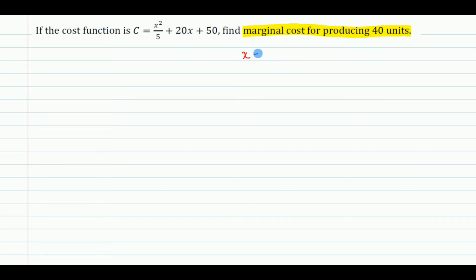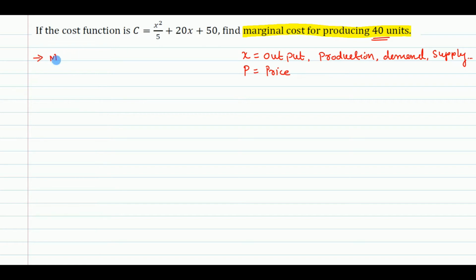X is always output, production, demand, supply, etc., and P is always price. So here the question is asking to find marginal cost for producing 40 units, which means x. So first of all, find marginal cost.